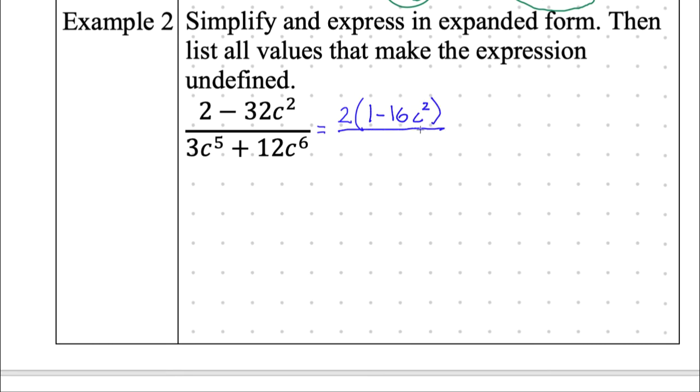When I factor out the greatest common factor for the denominator, 3 goes into both 3 and 12, so 3. And then what's the smallest power? It looks like it's c to the power 5. So 3c to the power 5 is the greatest common factor between these two terms. When I factor that out, I'm dividing 3c to the power 5 by 3c to the power 5, and I get 1. And then divide this 12c to the power 6 by 3c to the power 5. 12 divided by 3 is 4. So copy down the sign here. Plus 4. And 6 minus 5 is 1. So c. Oh, that's kind of a nice little factor.